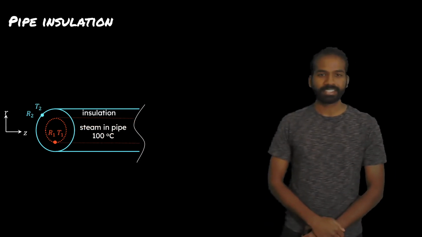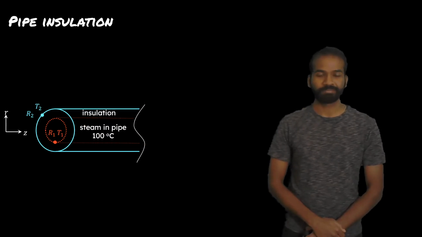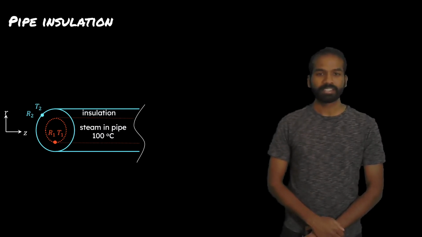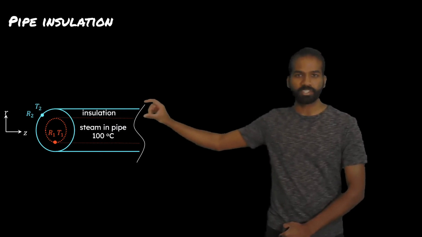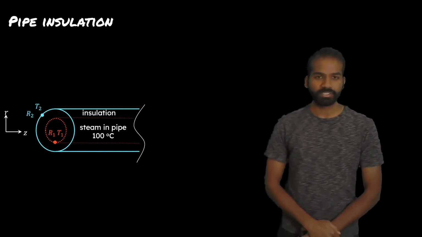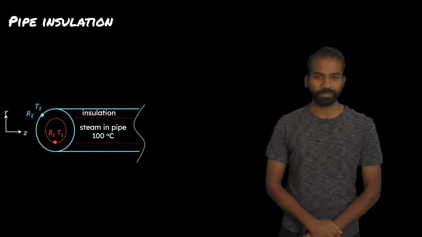That steam is condensing on the wall, keeping that wall at a temperature of 100 degrees centigrade. That central steam pipe has a radius r₁ and a wall temperature of T₁. This steam pipe is surrounded on all sides by insulation, which you can see here and here. This insulation has an outer radius of r₂ and an outer temperature of T₂.